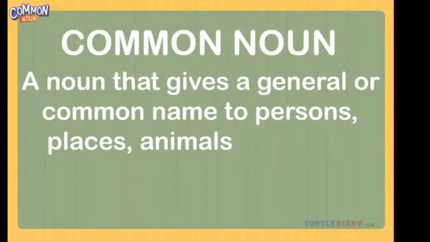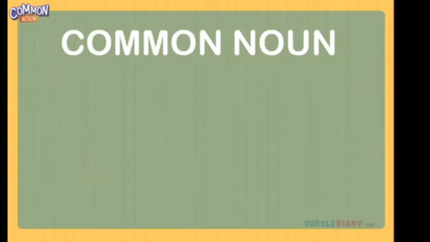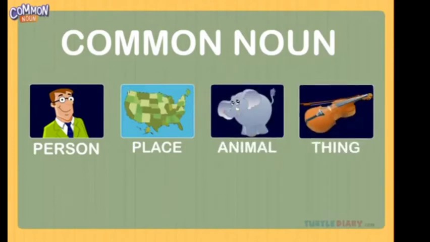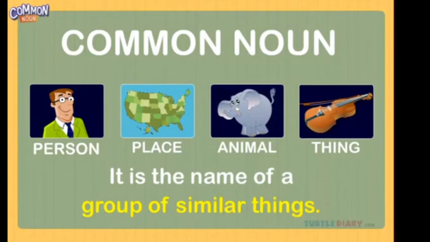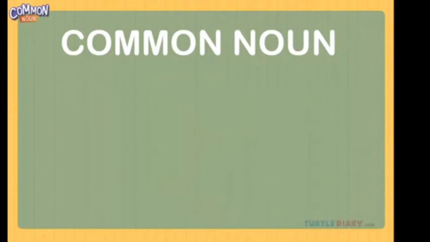Common noun: a noun that gives a general or common name to a person, place, animal or thing is called a common noun. For example, person, place, animal and thing. It is the name of a group of similar things we call common nouns. Now, boy. Boy is referred to any boy. To a particular boy, the word boy is a common noun. We can use that word boy for any boy.